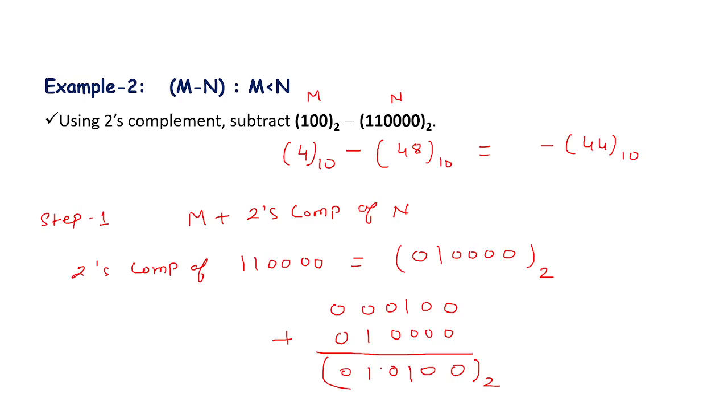Always remember, if carry is generated, it means m is greater than n. If carry is not generated, it means m is less than n. So in this case, carry is not generated. n was given in 6 bits, and here our result m plus 2's complement of n is also in 6 bits. We don't have an extra carry. Therefore, this is the case when m is less than n.